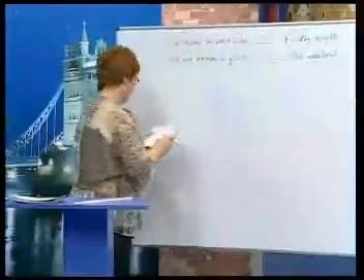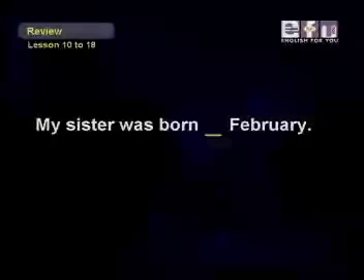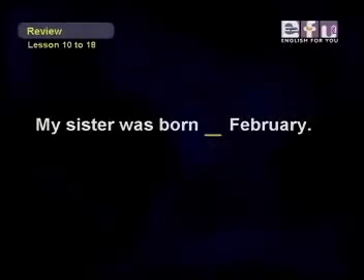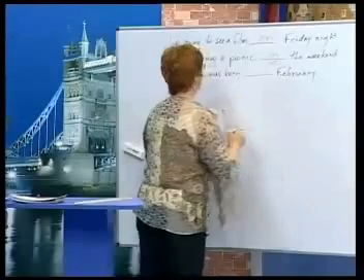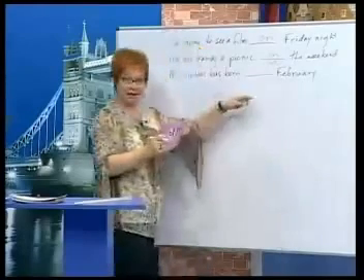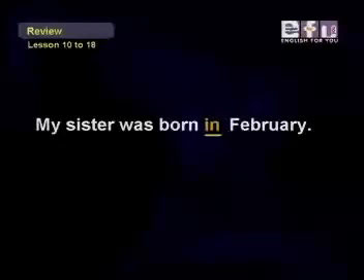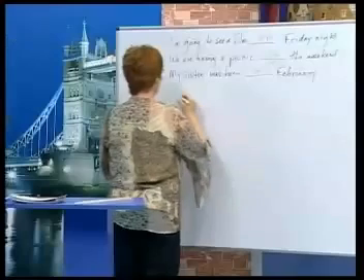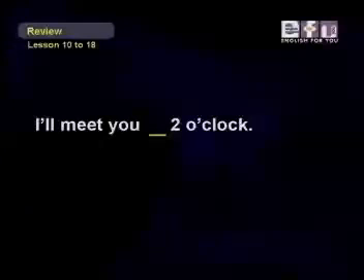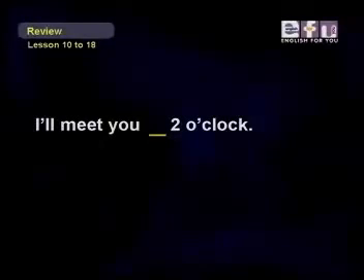Okay, now here's another one. My sister was born February. This is her birthday. Okay, this one is for Ali. My sister was born in February. In February, yes, in February. Okay, here's another one. I will meet you 2 o'clock. This one is also for you, Ali. I'll meet you at 2 o'clock. Yes, I will meet you at 2 o'clock.